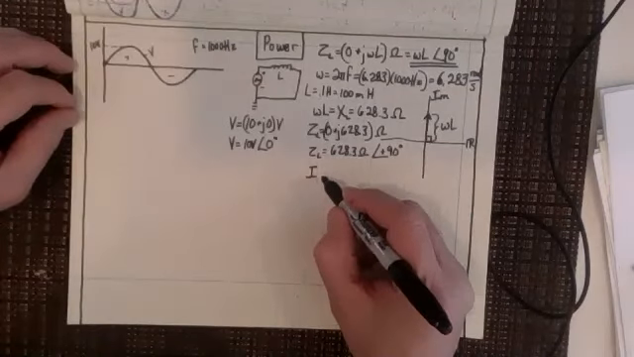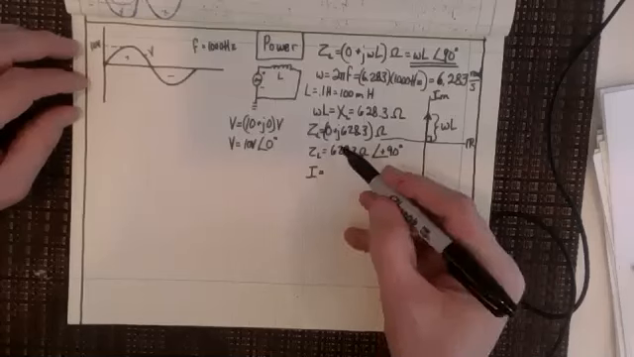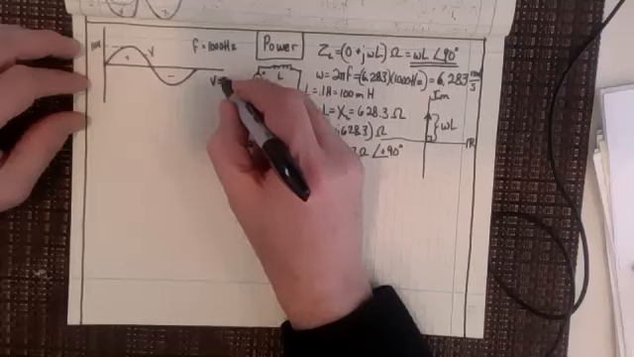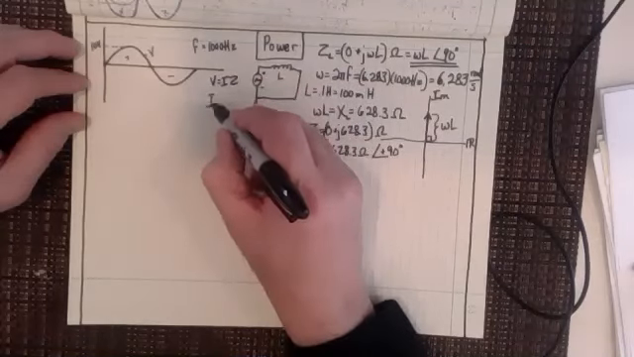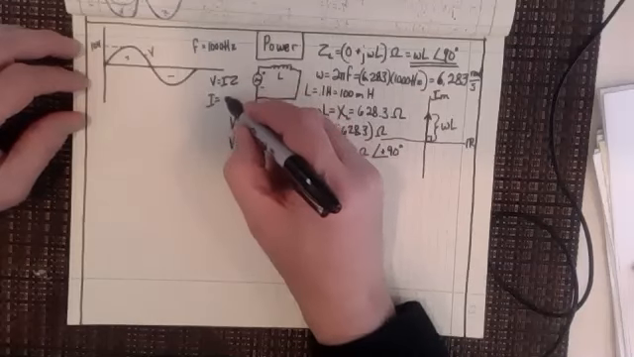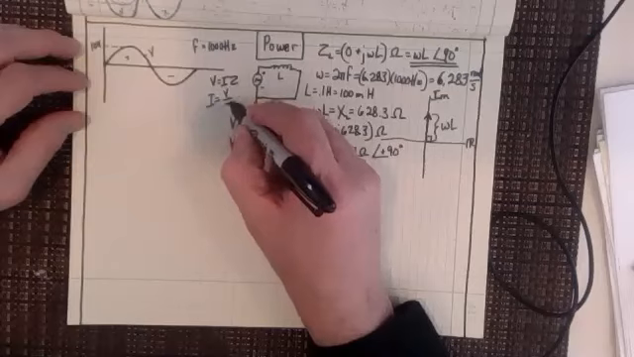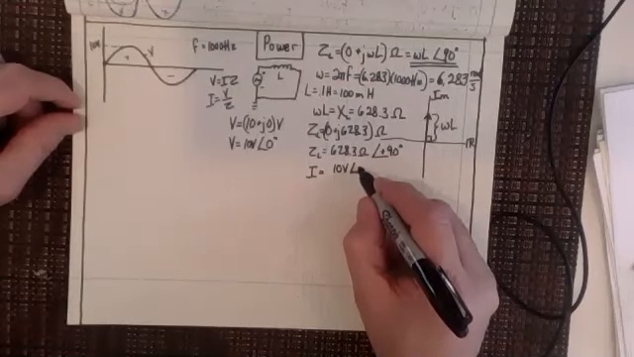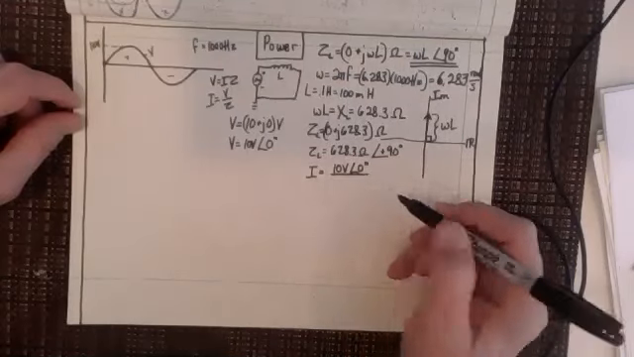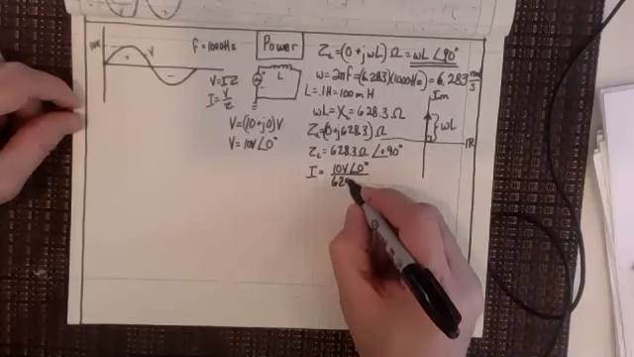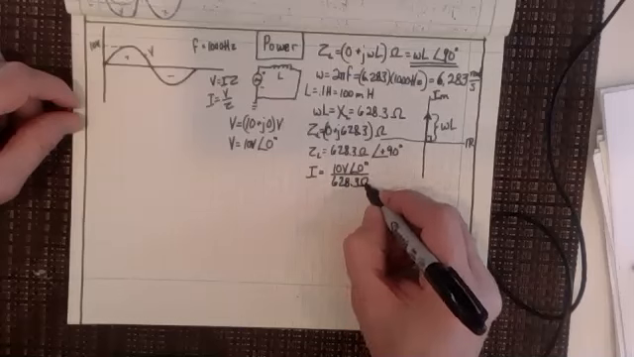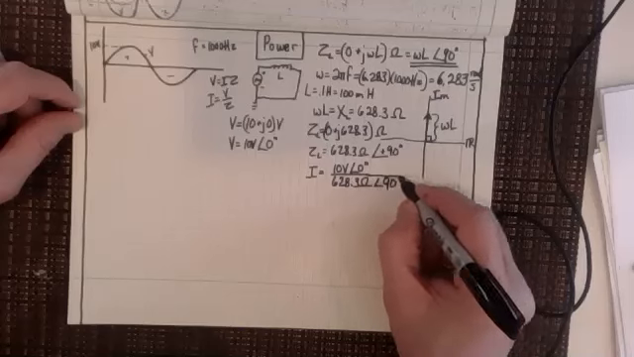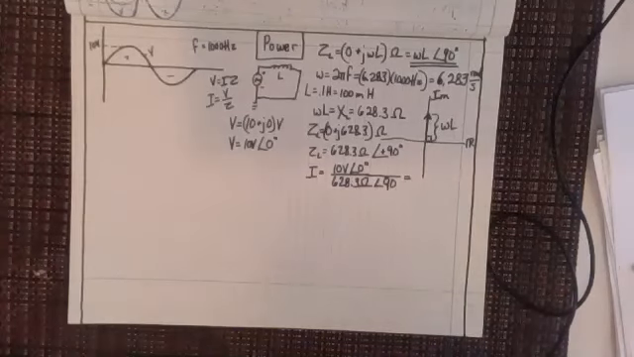So our current is going to be equal to voltage divided by impedance, right? Because we know that voltage equals current times impedance. So current has to equal voltage divided by impedance. So if I have 10 volts at an angle of 0 degrees divided by 628.3 ohms at an angle of 90 degrees, what's that going to give me?